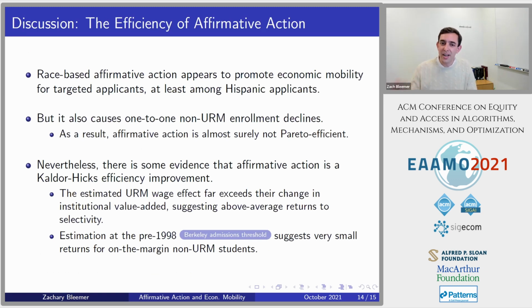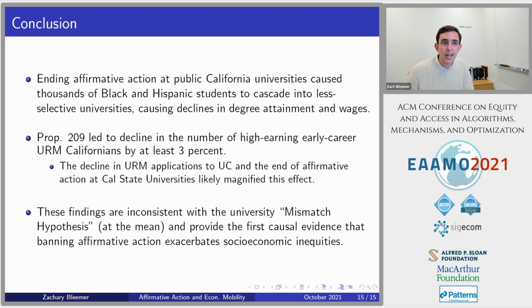The paper also goes through a series of exercises trying to understand the impact of ending affirmative action on white and Asian students' outcomes. And I find essentially no evidence that the end of affirmative action led white and Asian students to improve either their degree attainment or early career earnings in the years thereafter, though I think the identification strategy is somewhat weaker in those cases. Instead, let me just conclude.